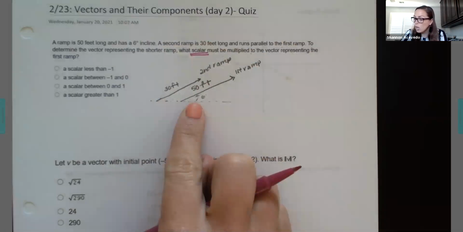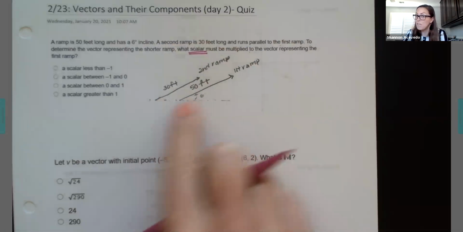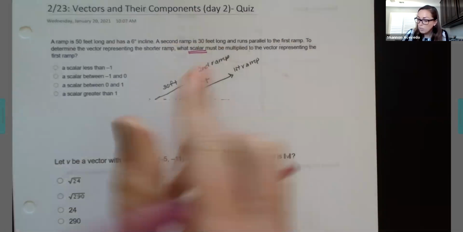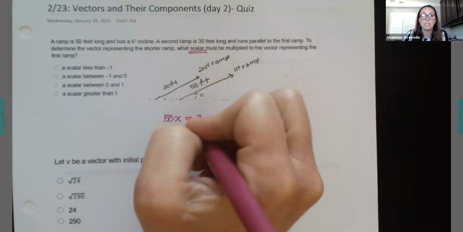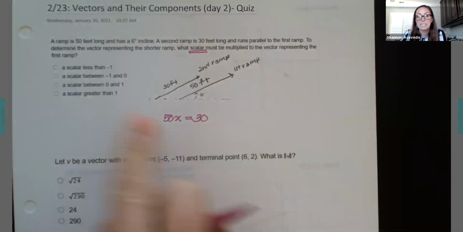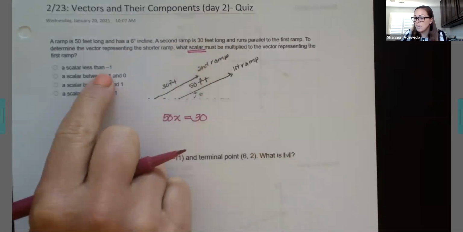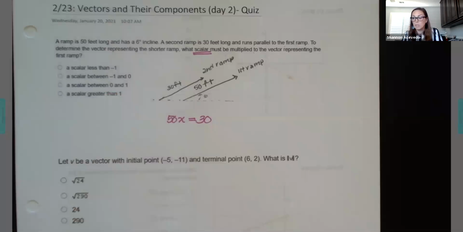And so it wants to know, what do I need to multiply this length of the first ramp, that 50, by, so that I could get my second ramp? I need to multiply 50 by something so that I would get that ramp that's 30 feet. They want to know, what is that something? Is it going to be a number less than -1, -1 to 0, 0 to 1, or greater than 1? So what do I need to multiply this by?